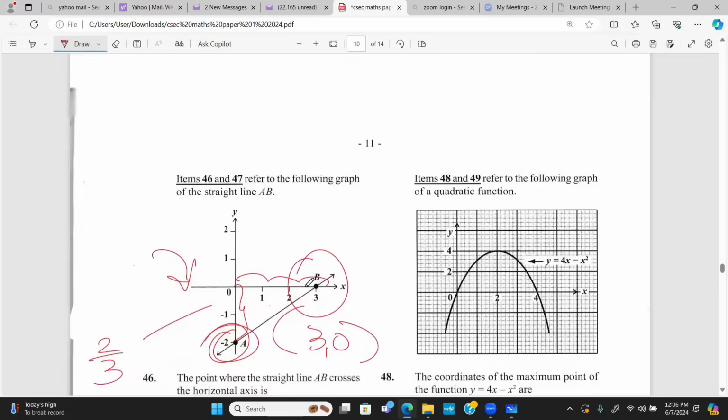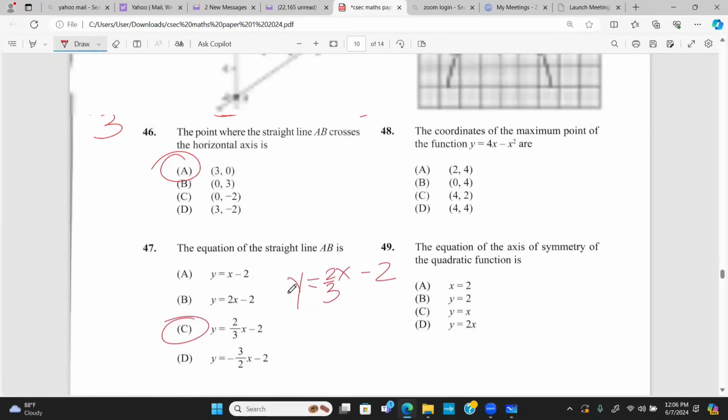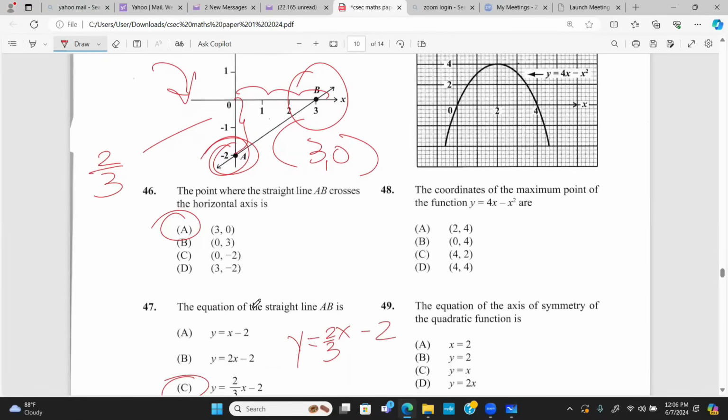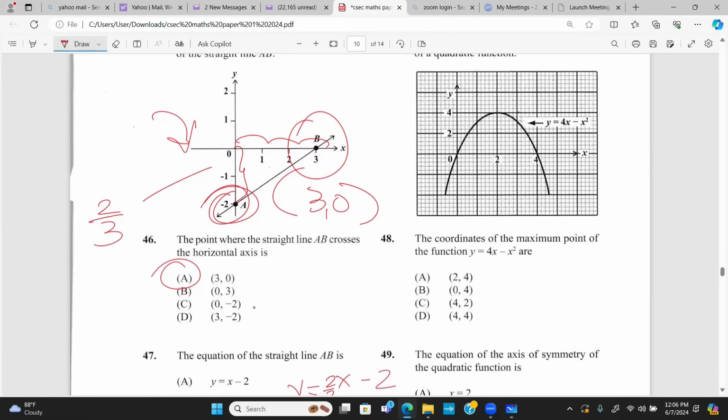All right. What number was that? 47. We're at 48. 48 and 49 will be from this graph. It says the coordinate of the maximum point is right here. This is where the maximum point is. Let me highlight it brighter for us. Right here is the maximum point. So that coordinate is where 2 meets 4. Remember, 2 from your x meets 4. It's (2, 4), not (4, 2). That's the maximum point.